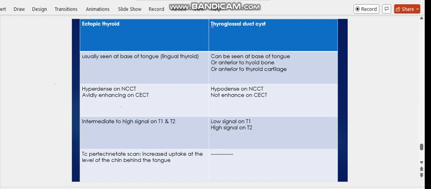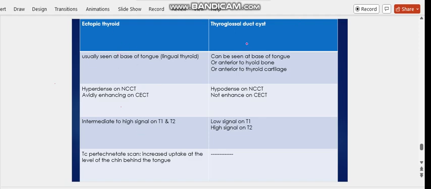Ectopic thyroid and thyroglossal duct cyst. Both of these lesions can be seen at the midline of the neck. So here we are trying to find the main radiological findings in between.